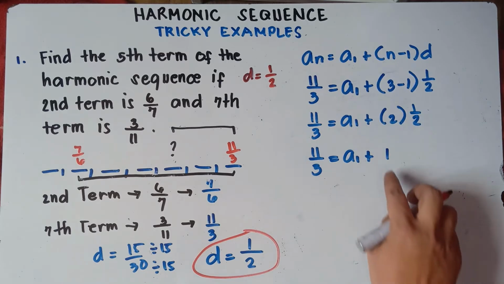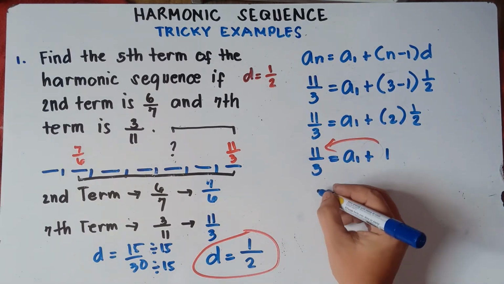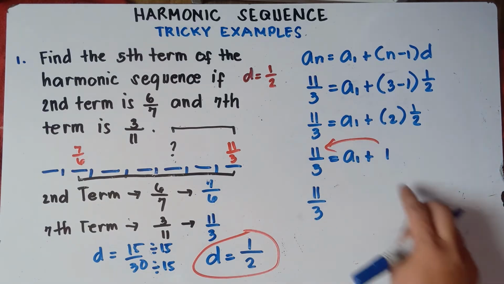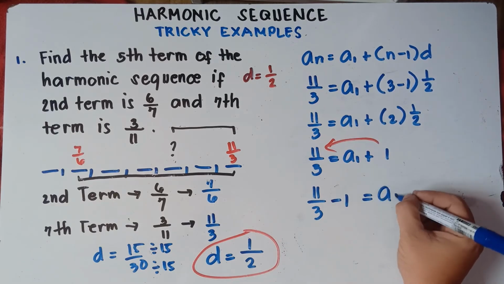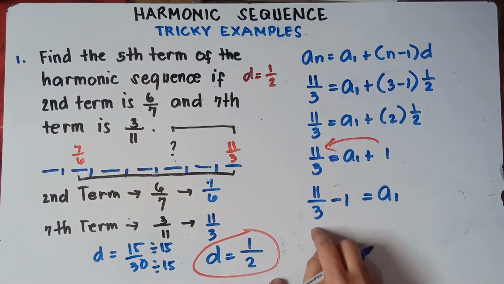Alright, and when we transpose 1 from right to left, this will be 11 over 3. Once we transpose an equation, you change the sign. This will be minus 1 equals a sub 1. So we're almost done finding the fifth term. So 11 over 3 minus 1, you have two solutions, class.